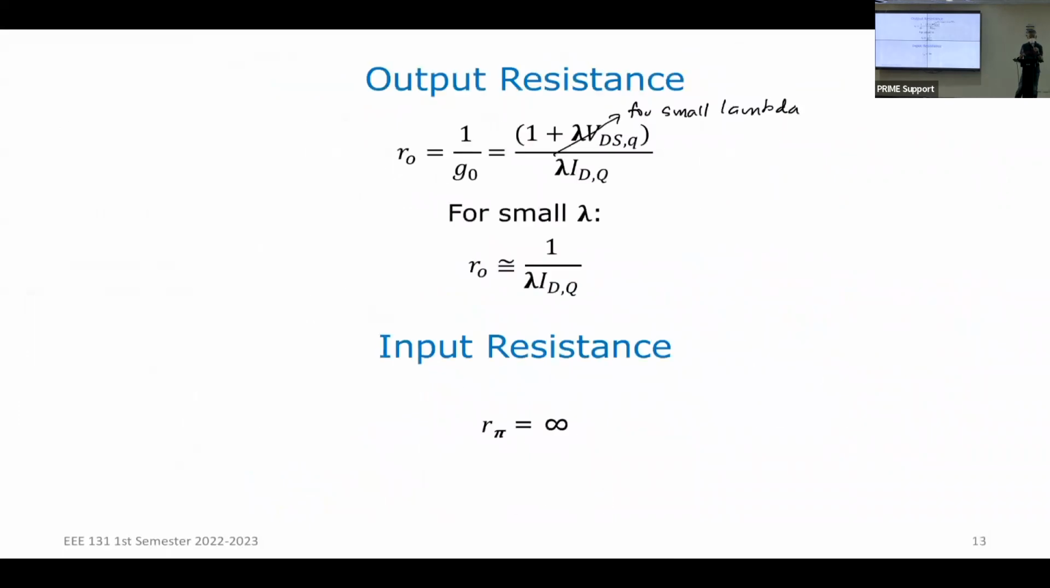But what is the input resistance of your MOS? For DC and for low frequency, the input resistance is infinite, because your gate is a capacitor. For DC and low frequency, the impedance of your capacitor is very, very large. In fact, for DC, omega equal to 0, the impedance of your capacitor is infinite. Infinite means open circuit. So your input resistance is actually infinite.